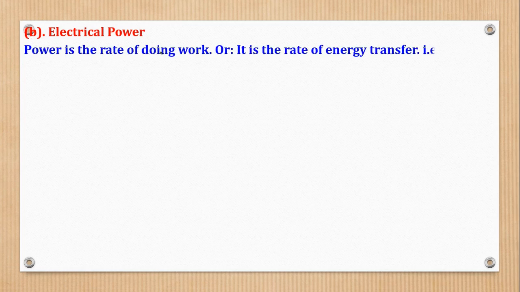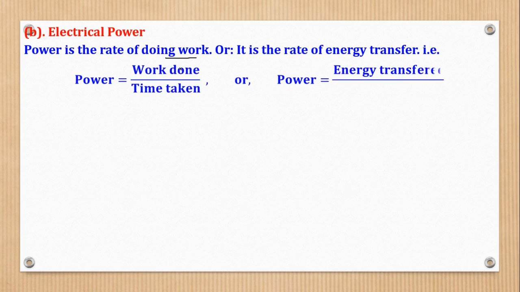So power is the rate of doing work, or you can say the rate of energy transfer. Therefore, power is expressed mathematically in this way. Power is equal to work done over time taken, or power is equal to energy transferred over time taken, because of this word rate. Therefore, power will be W over T.